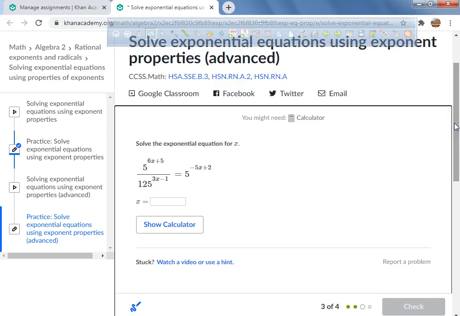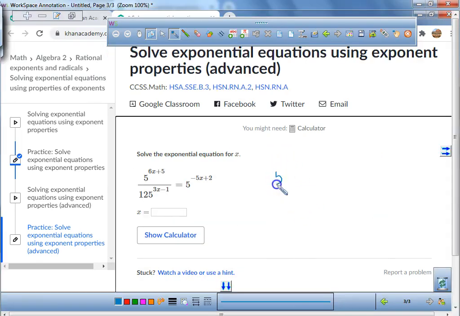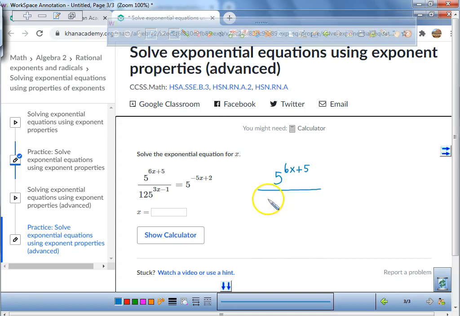Ooh. By the way, what property do you think we're going to be using on this one? The division, but we call it the quotient property, okay? So here we go. I want you guys to write this down. 5 to the power of 6x plus 5 over 125 to the power of 3x minus 1 equals 5 to the power of negative 5x plus 2. All right, just take your time, write it down nice and neat. Think I got everything written down correctly?